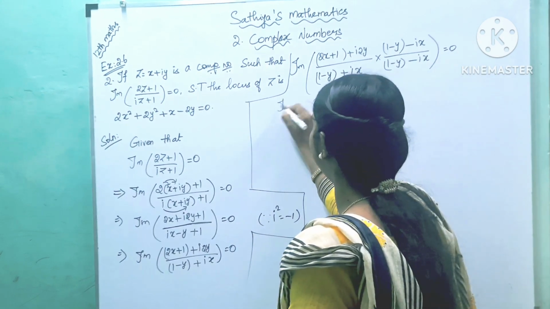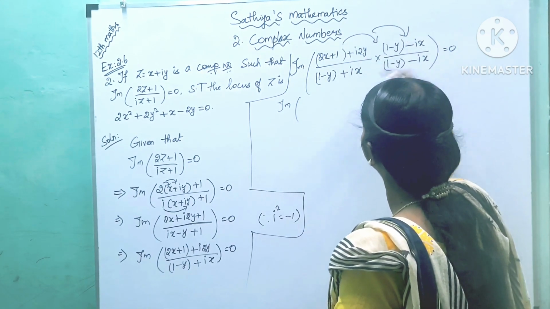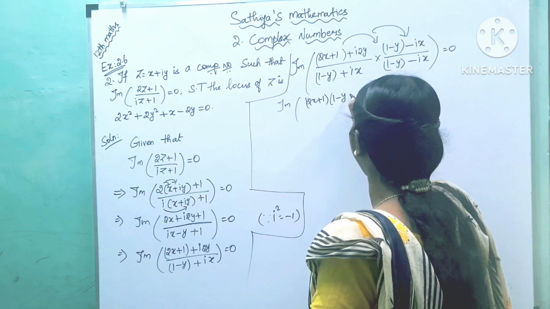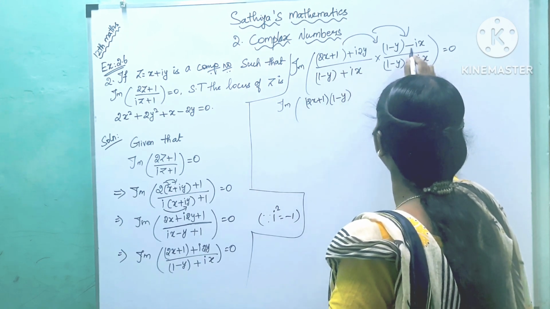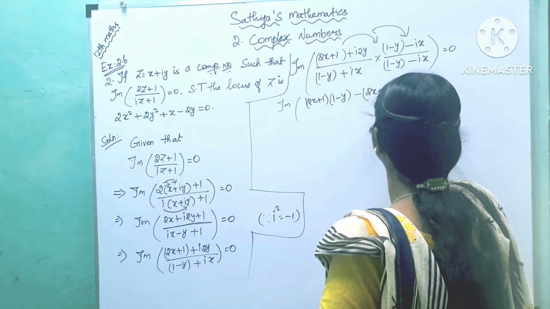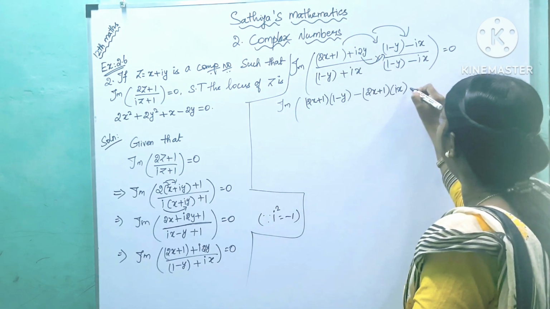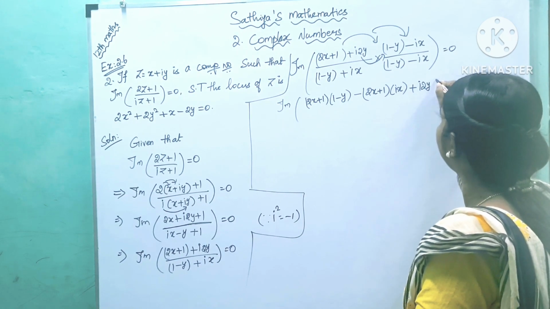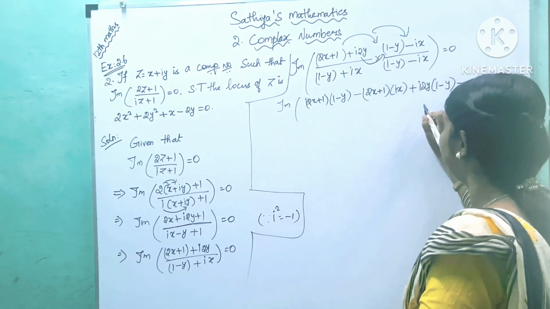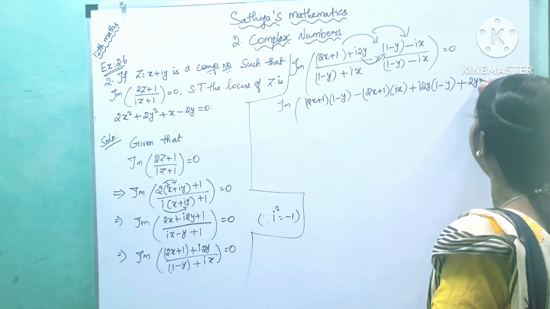Equal to 0. So imaginary part of, now we can multiply term by term. So multiply 2x plus 1 with these two terms separately. So 2x plus 1 into 1 minus y, plus into minus, minus 2x plus 1 into ix. Multiply i into 2y with these two terms separately. So plus i into 2y into 1 minus y, plus into minus, minus i into i square. i square is minus 1, so minus into minus plus 2y into x.